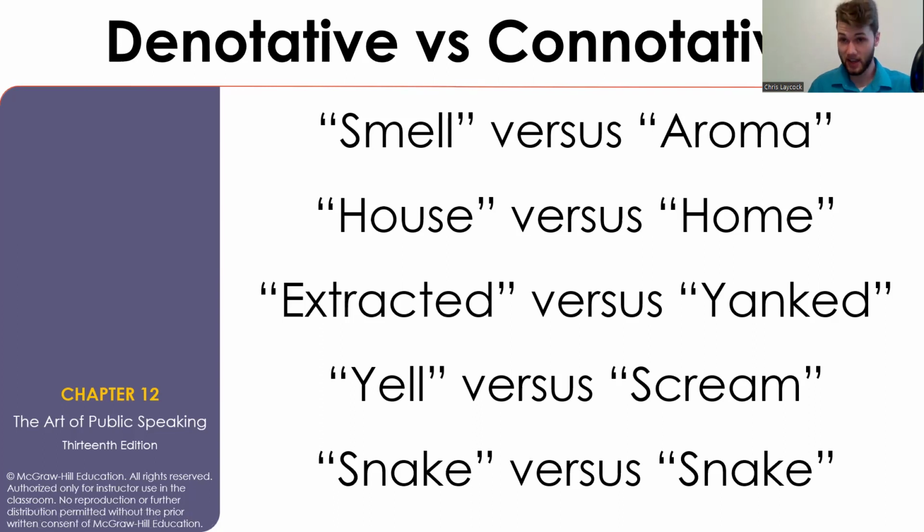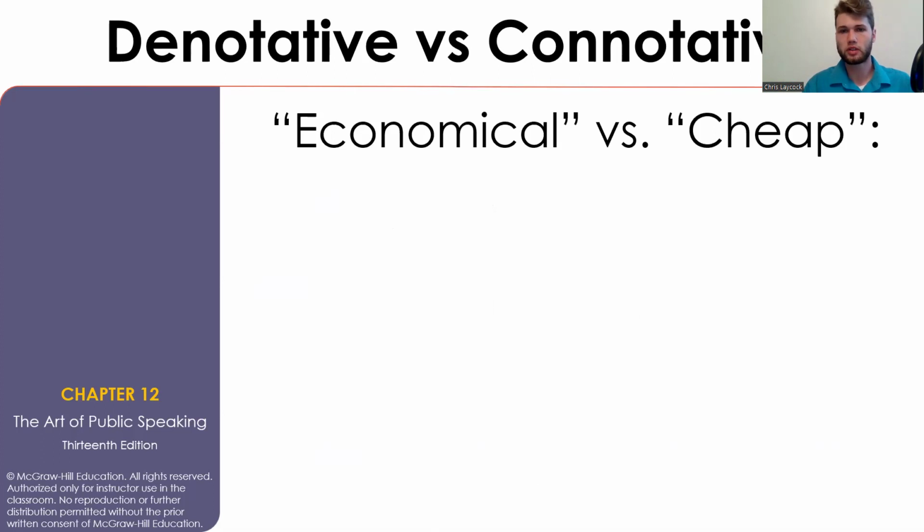Snake versus snake. If you think about the literal version of the word snake, it's the animal, right? The dictionary version. But if we think of snake in a connotative way, we think of somebody who's shifty, somebody who is sly, sort of can't be trusted. So that might be a way to help you think about what's the dictionary definition of a snake versus what are the feelings elicited from a snake, as if you called somebody a snake, what does that mean? Some more examples.